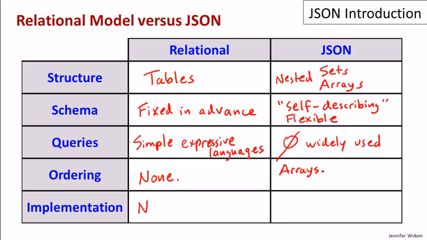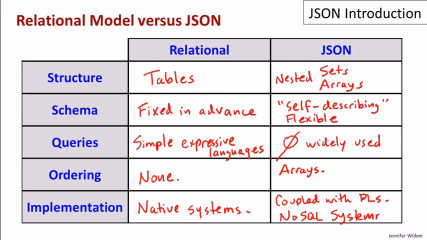Finally, in terms of implementation, for the relational model, there are systems that implement the relational model natively. They're very mature, generally quite efficient and powerful systems. For JSON, we haven't yet seen standalone database systems that use JSON as their data model. Instead, JSON is more typically coupled with programming languages. One thing I should add, however, is that JSON is used in NoSQL systems.